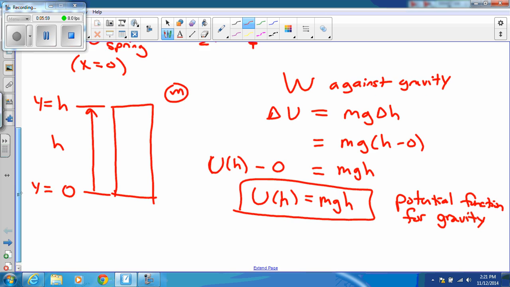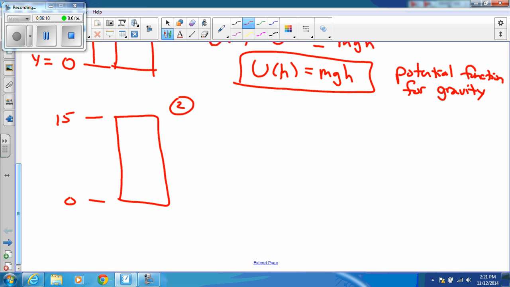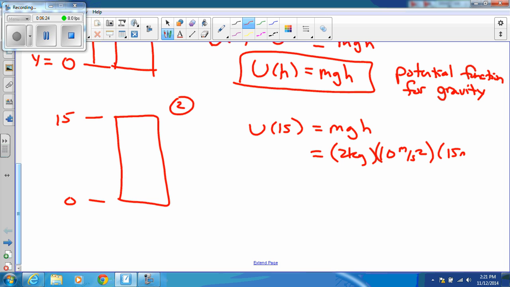So let's put some numbers to this so we can see what's going on. If I have a 2 kilogram object and a 15 meter high building, so that this point is 0 and this point is 15, then the potential energy at the top of the building, U of 15, is mgh, or 2 kilograms times 10 meters per second squared, times 15 meters, or 300.